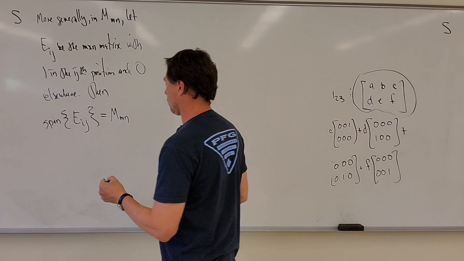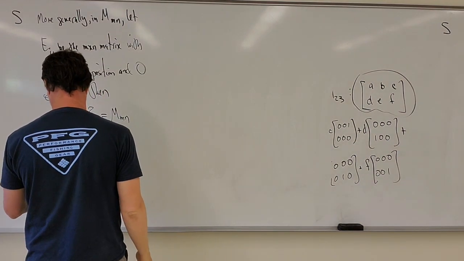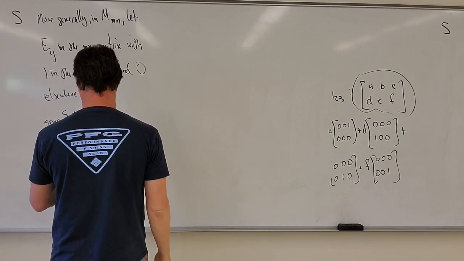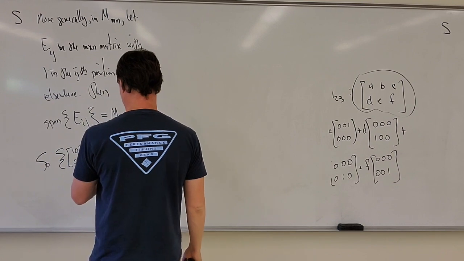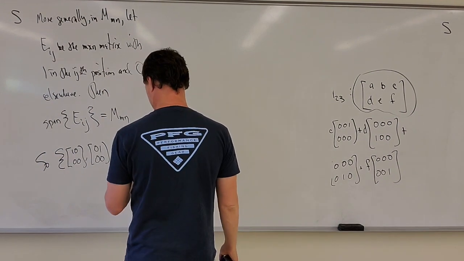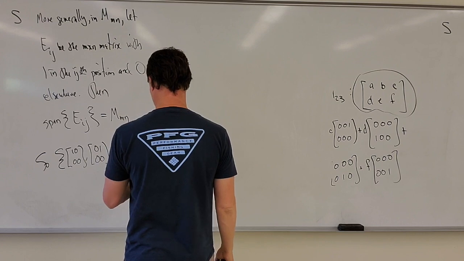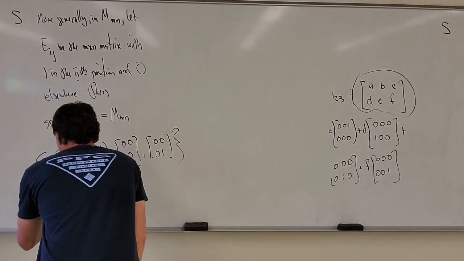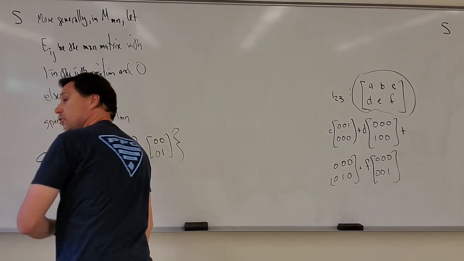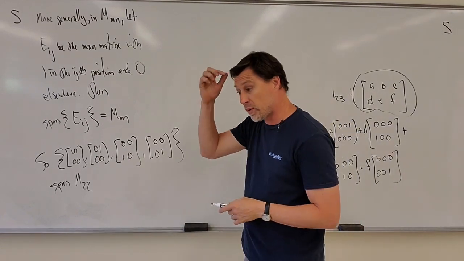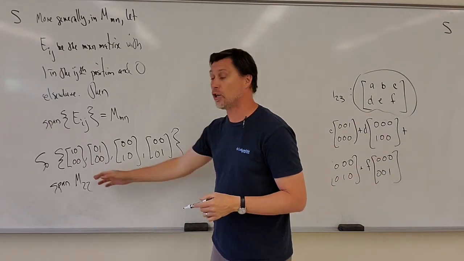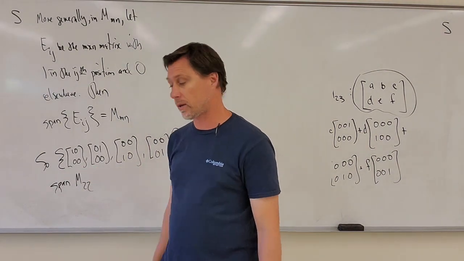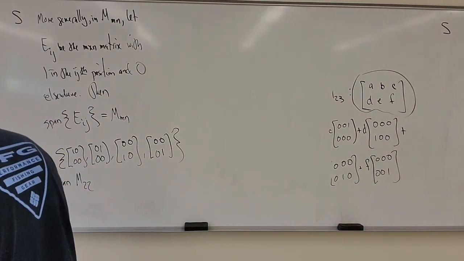In particular, then, the following matrices right there, these 4 right here span M22, right? So we had a spanning set in our last example for M22. Here's another spanning set. Every matrix in M22 can also be written as a linear combination of those 4 right there. Okay, so let's try some more examples.